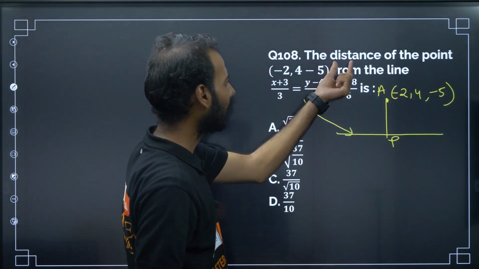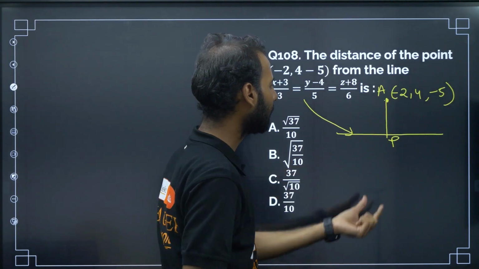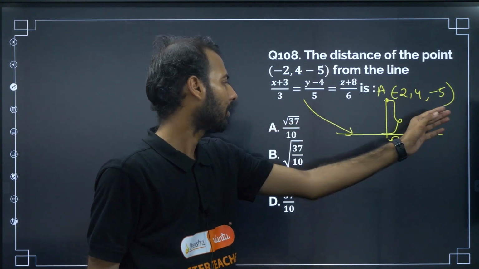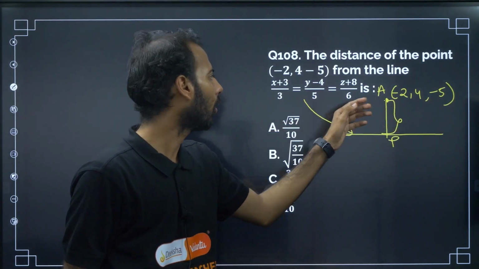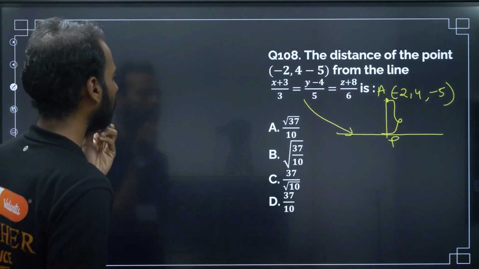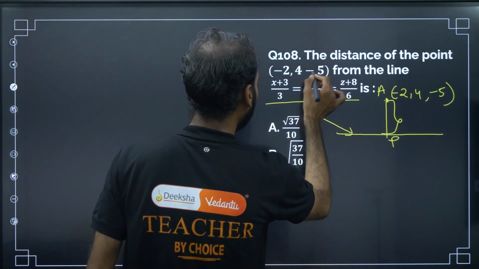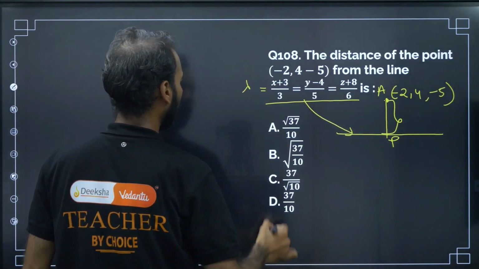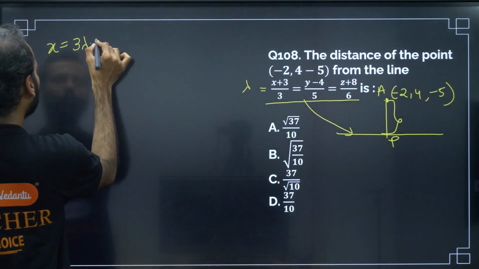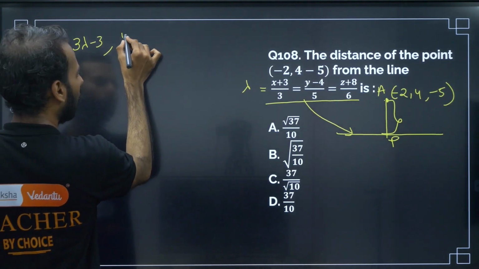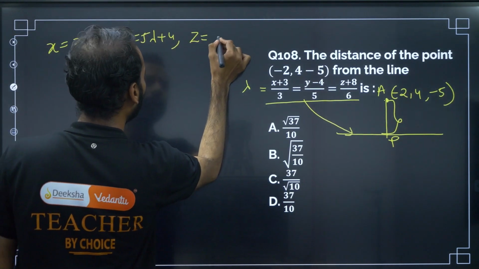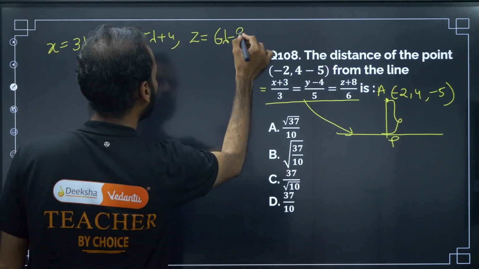So what are they asking? The distance of the point. This distance they are asking. So we are supposed to find this. This point is given. So this question is on distance between point and line. How to solve this question? So since these all three things are equal, let me write this as lambda. So from here I'll get x is equal to 3 lambda minus 3, and y is equal to 5 lambda plus 4, z is equal to 6 lambda minus 8.